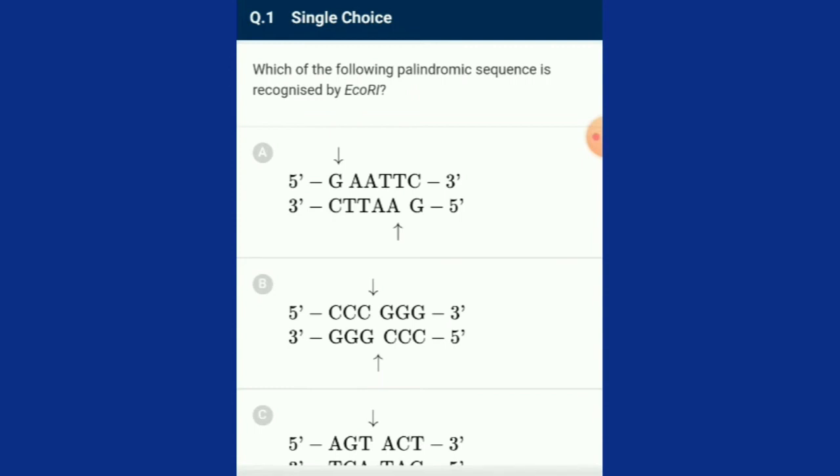Question number 1. Which of the following palindromic sequence is recognized by EcoRI? See the given options: GAATTC towards 5 to 3 end, and from 3 to 5 end, while you are reading it, it is CTTAAG. It is recognized by EcoRI. So the correct palindromic sequence is option A.